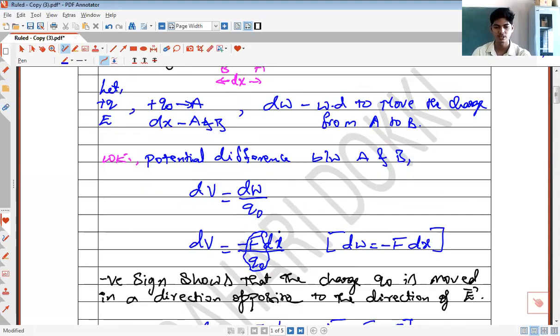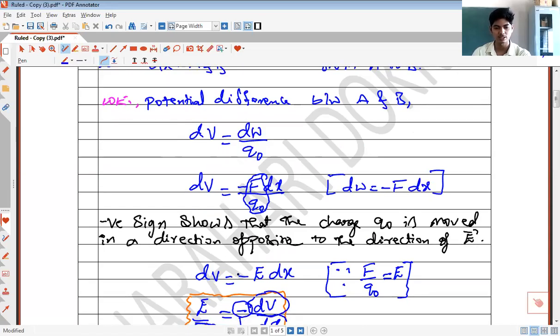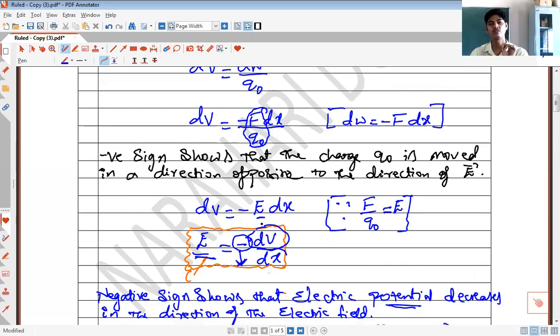Minus F into dx is the work done, divided by Q naught. The negative sign carries a mark, so you just retain this negative sign as it is. dV is equal to minus F by Q naught, which is electric field strength E, into dx. From this you form the equation for E: E is equal to minus dV by dx. Right? So electric field is the negative potential gradient.